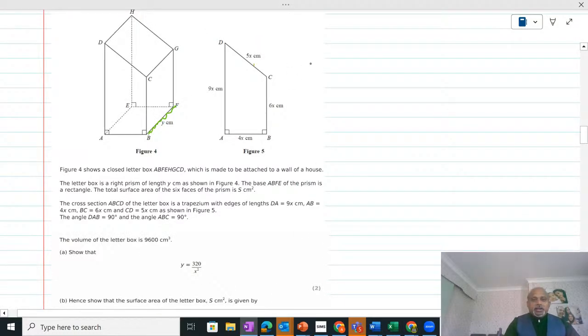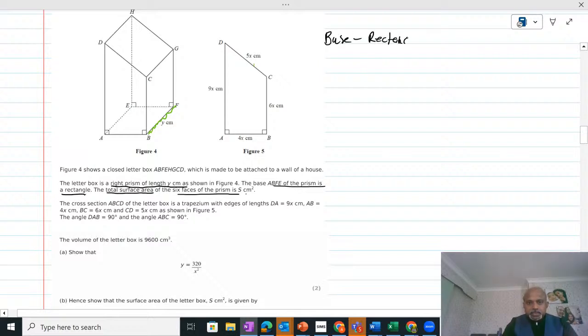Here it is, question number 3. First of all, they are asking: the letterbox is a right prism of length y, and the base ABFE of the prism is a rectangle, and the total surface area of the 6 faces is given. So the base is a rectangle, and the total surface area they are calling S. The volume is also given here, and the volume is 9600 centimeter cube.